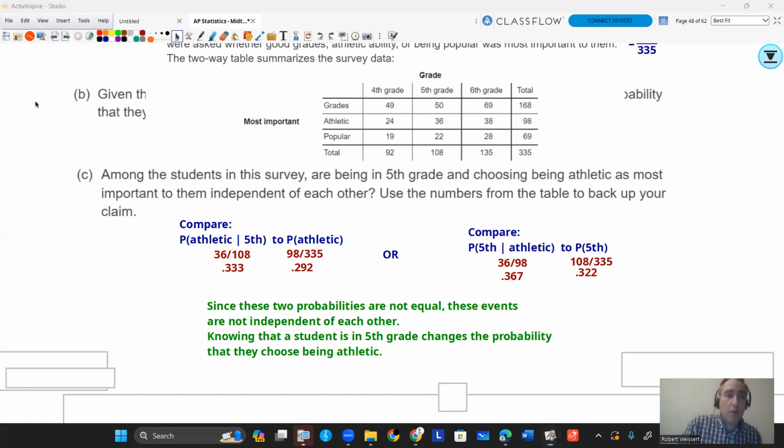Now, you don't have to do both of these. You can do one or the other. So that's why I said or. You have to show some numerical evidence from your table and back it up with those numbers. All right, on to the next question.